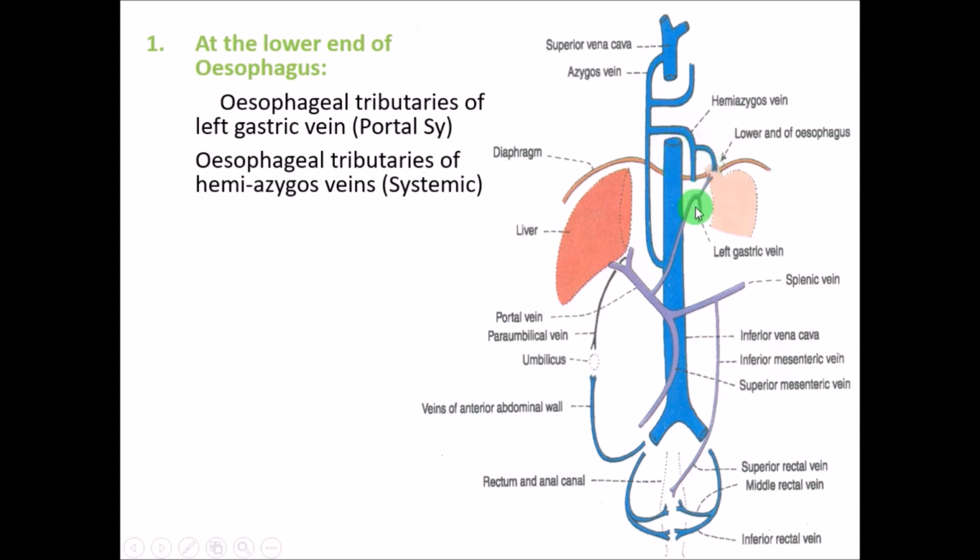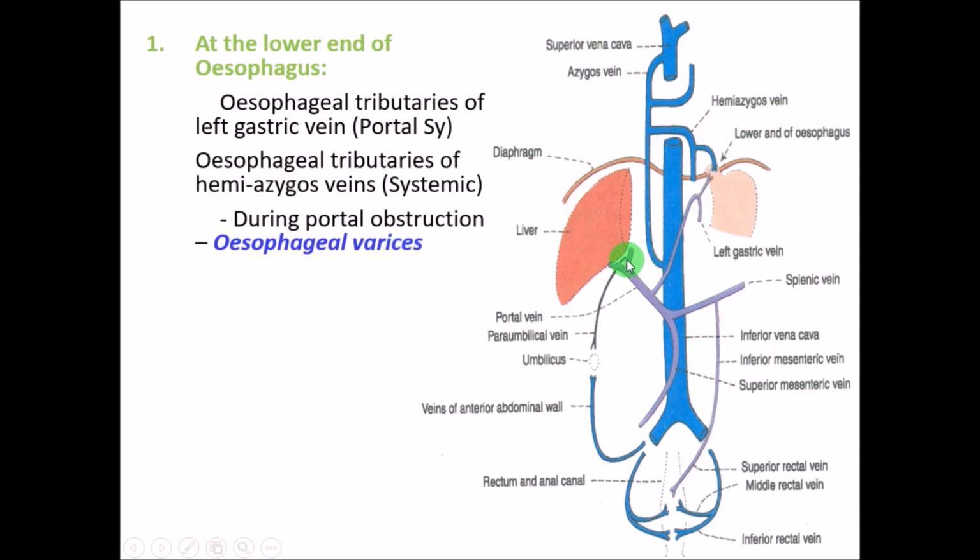Okay, so this is the site where the portal vein, which is shown in light blue here, communicates with the veins of the inferior vena cava, which are shown in dark blue. One is the lower end of the esophagus. The portal system communicates through the left gastric vein, and the systemic veins, that is the superior and inferior vena cava, communicate through the hemiazygous veins. Okay, this is one of the sites.